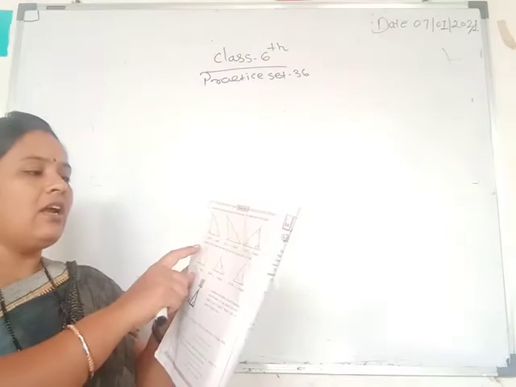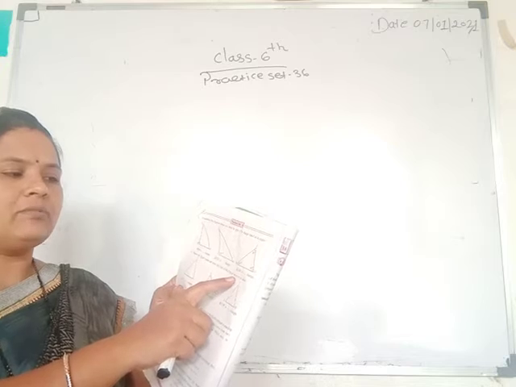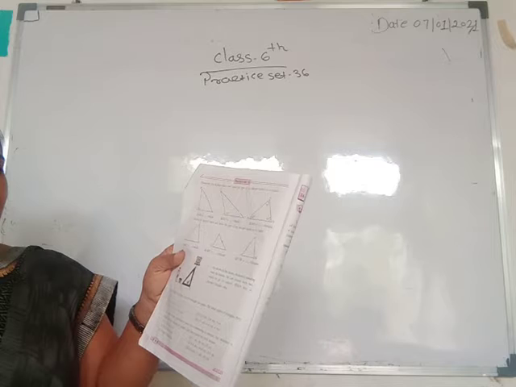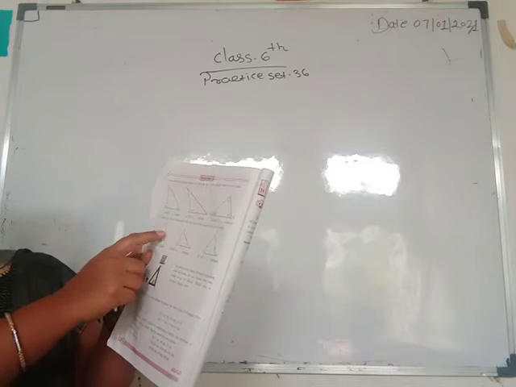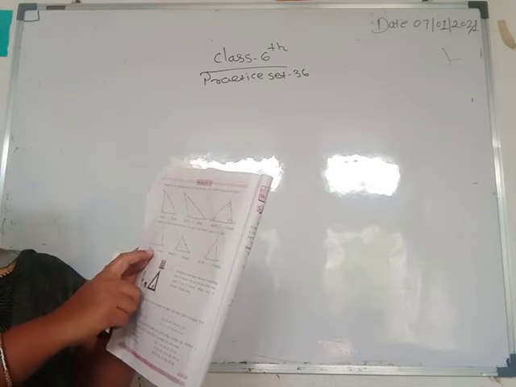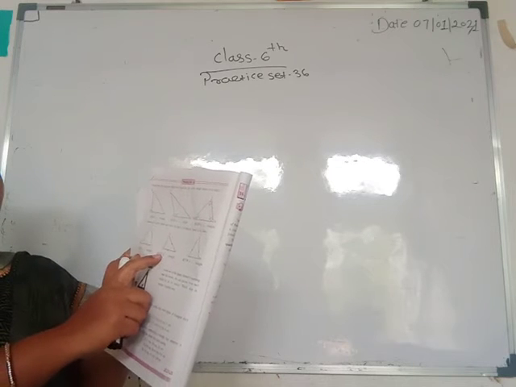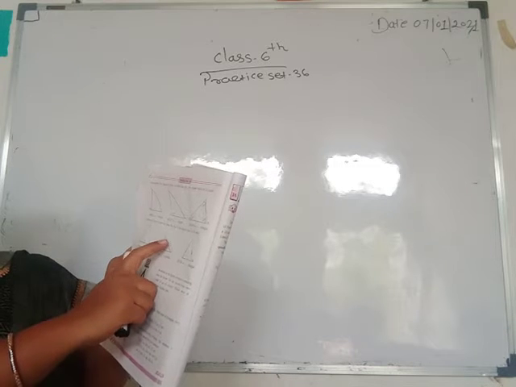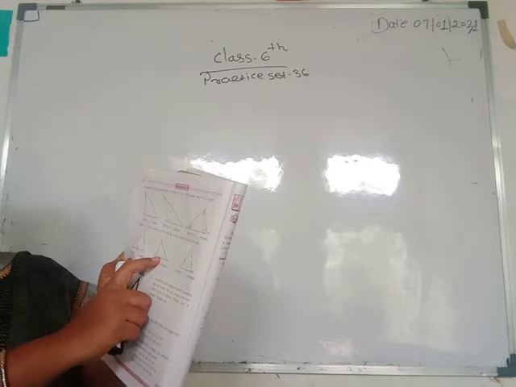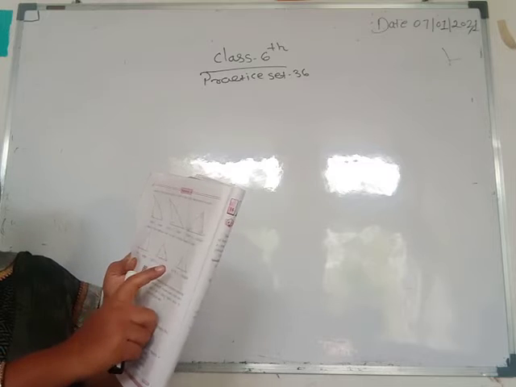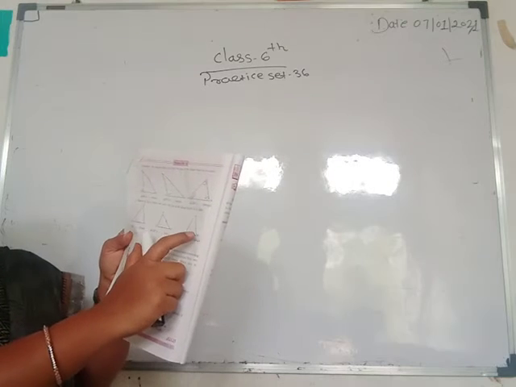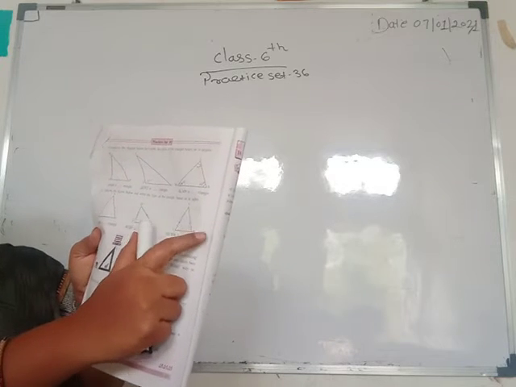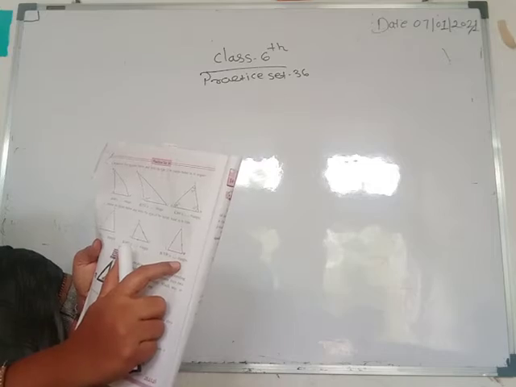Then second one: observe the figures below and write the type of the triangle based on its sides. First figure, in triangle ABC all sides are equal, therefore triangle ABC is an equilateral triangle. In second one, triangle DEF has three different sides, therefore triangle DEF is a scalene triangle. Last one, UVW: in this triangle two sides are equal, therefore this triangle is an isosceles triangle.